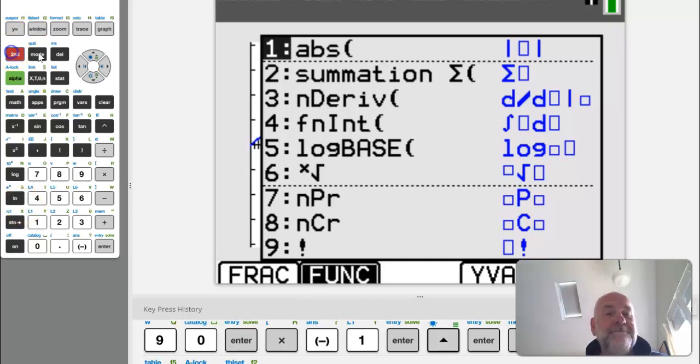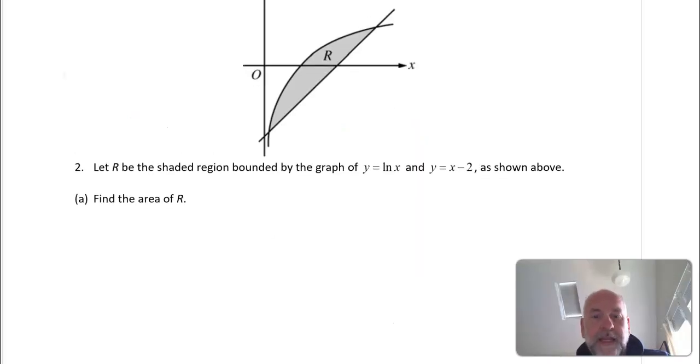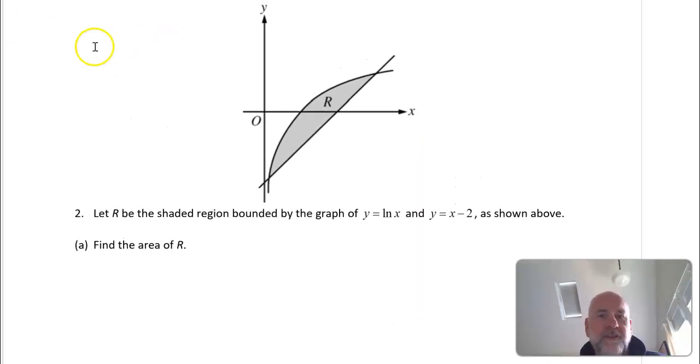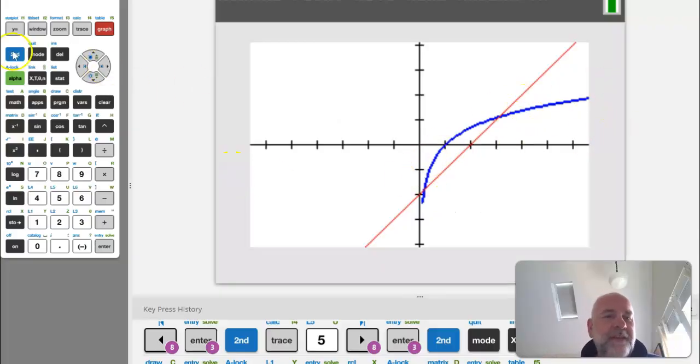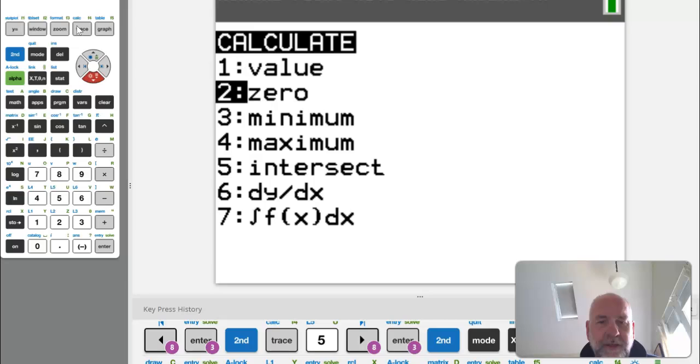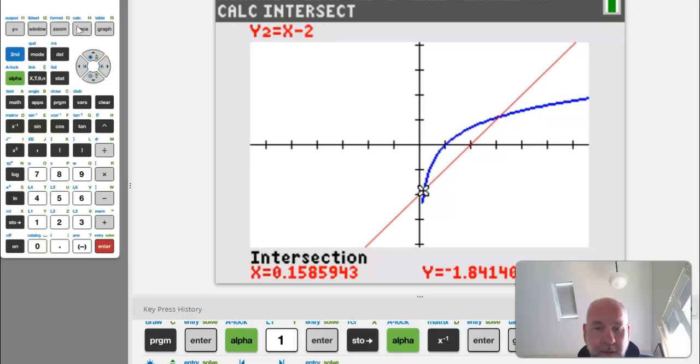So that's question 1. Good to go. I'm going to get ready for question 2 because I've got to put the functions in. So hold on a second. Okay, I've done a bunch of stuff. So I've got them graphed. I need the intersection points so I can calculate the intersection. And I need the first one. I'll show you why I was on the second one. There we go. I got the intersection.